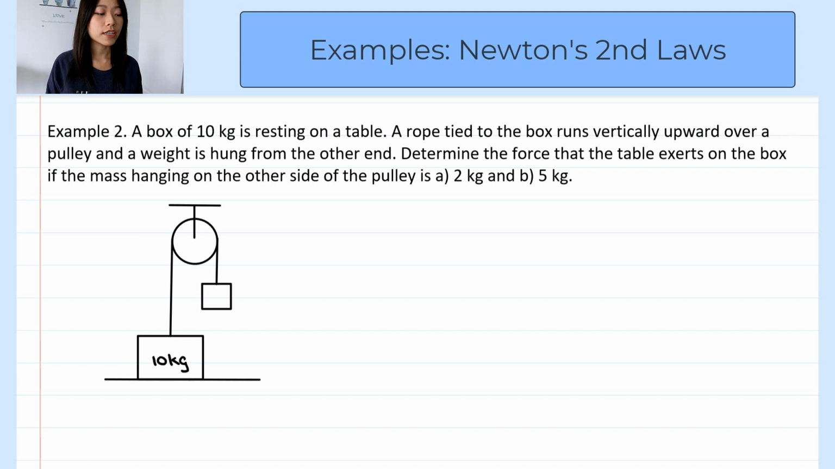Let's start with drawing the forces on the diagram. So for the 10 kilogram mass, there is a gravity force that is pointing downward. And the normal force exerted by the table, which is the force that we want to find. And since the box is attached to a rope, there is a tension force that is pointing toward the rope.